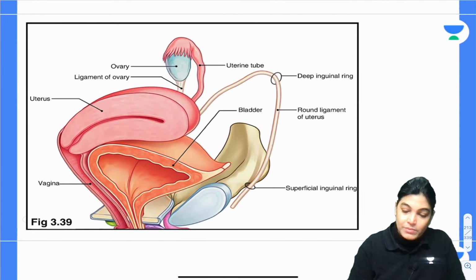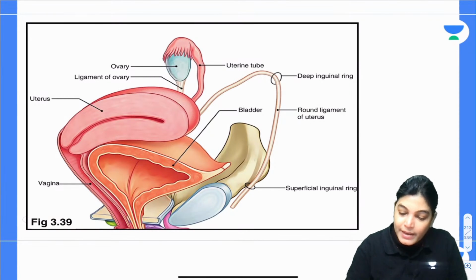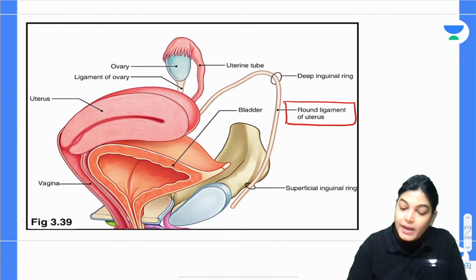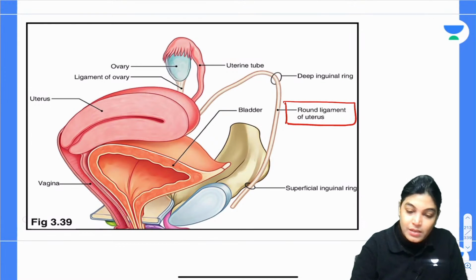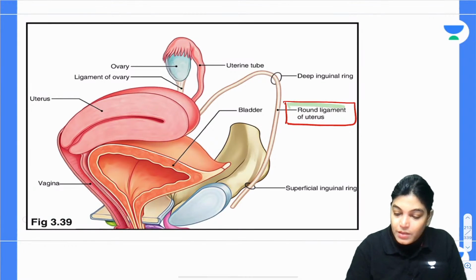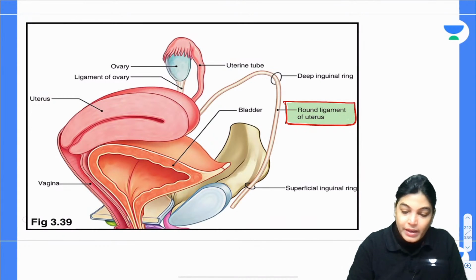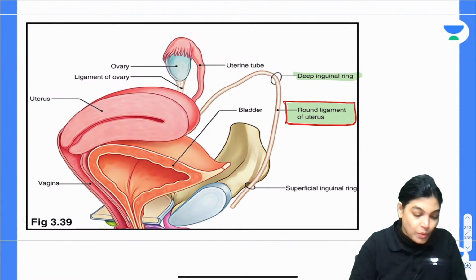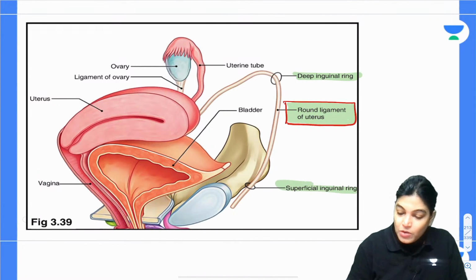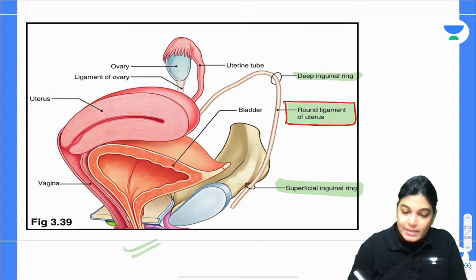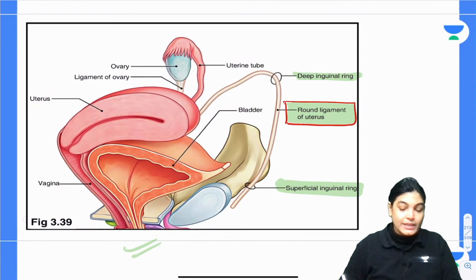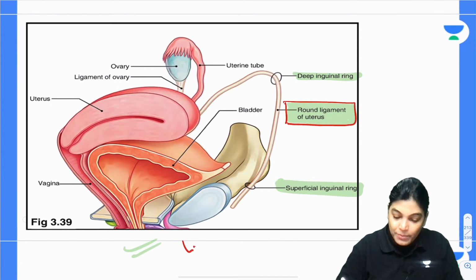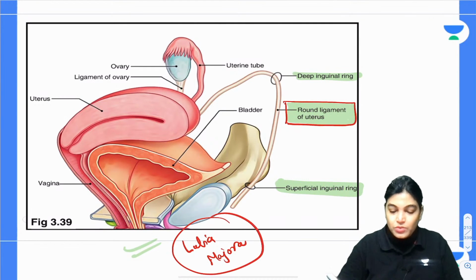Actually, the round ligament of uterus arises from the lateral aspect of the uterus body, and then it will pass through the deep inguinal ring, traverse the inguinal canal, and come out through the superficial inguinal ring. It extends till the level of the labia majora, so it will give fibrous strands into the labia majora.